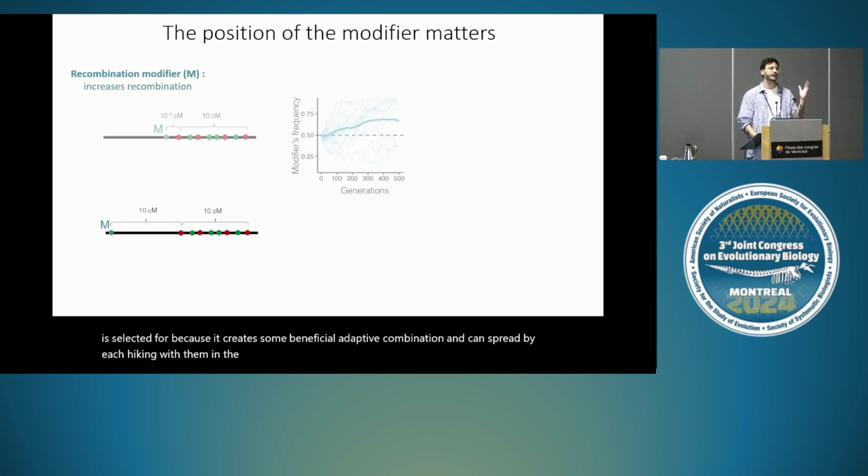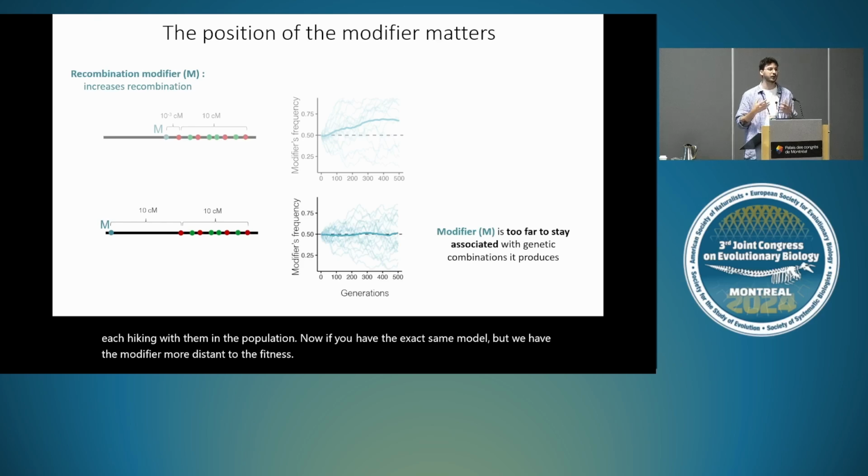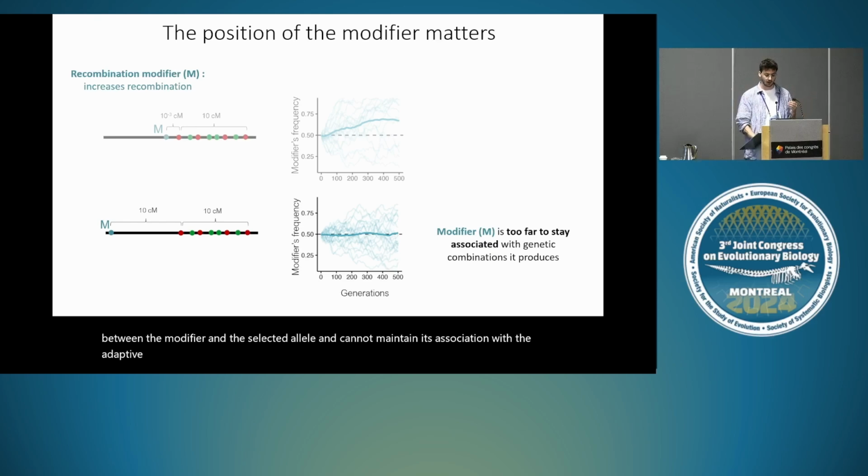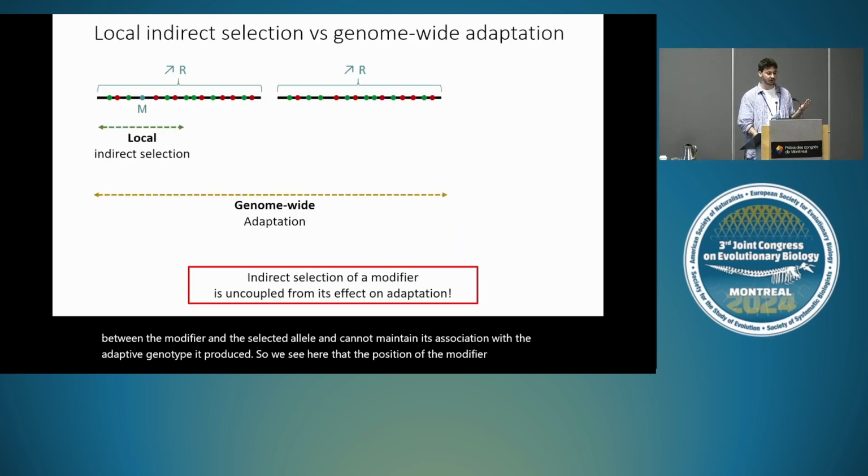Now, if we have the exact same model, but we put the modifier more distant from the fitness loci, we see that the modifier is not selected, just because there is too much recombination between the modifier and the selected alleles, and it cannot maintain its association with the adaptive genotype it produces. So we see here that the position of the modifier matters, and more generally that indirect selection on a modifier is due to its local effect, if it's able to create adaptive genetic combinations in its local genomic neighborhood.